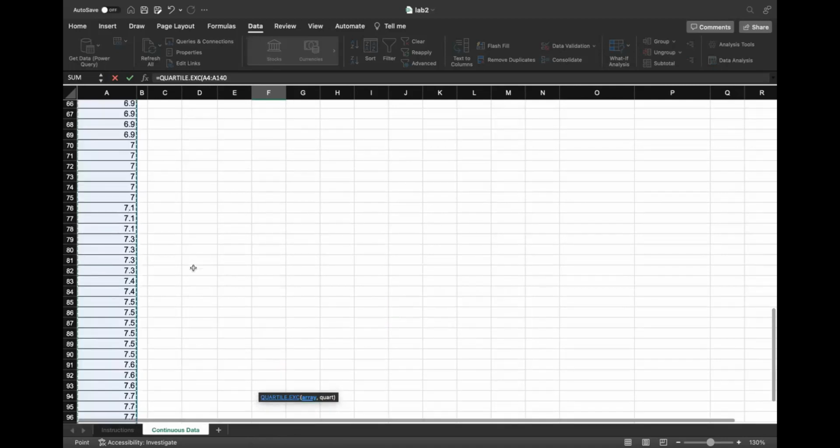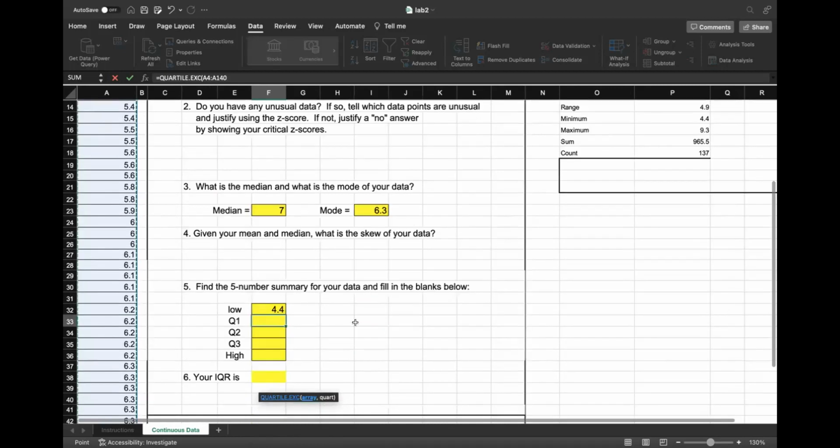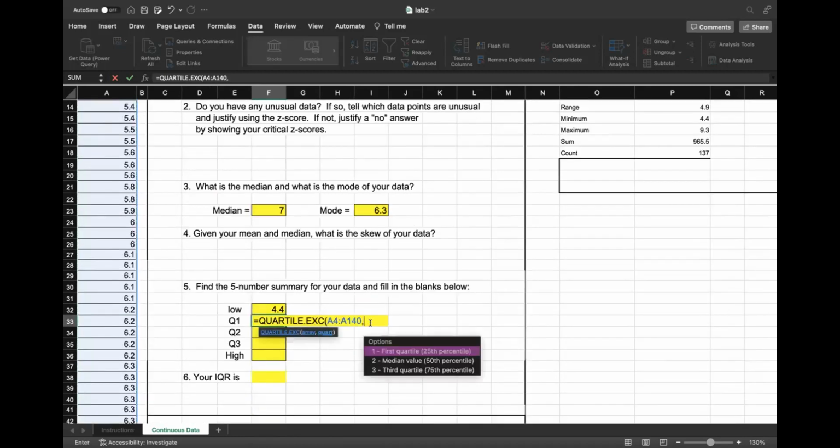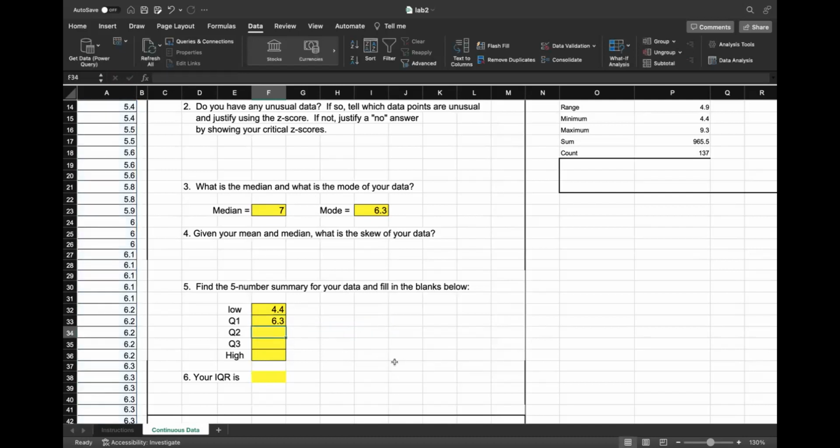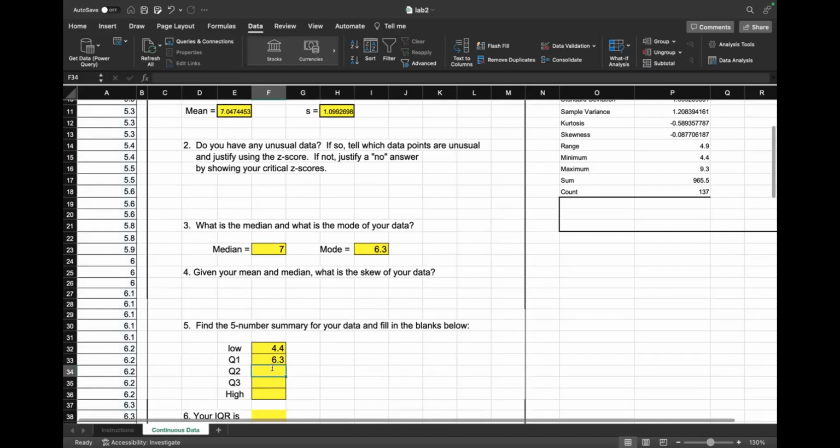Okay, so I put array, all my data values, comma, I want quartile 1. So I'm going to put 1. And notice how it gives you the options. So it kind of tells you what to do. Then I'm going to hit enter. It gave me my quartile 1. This Q2, of course, is just my median.